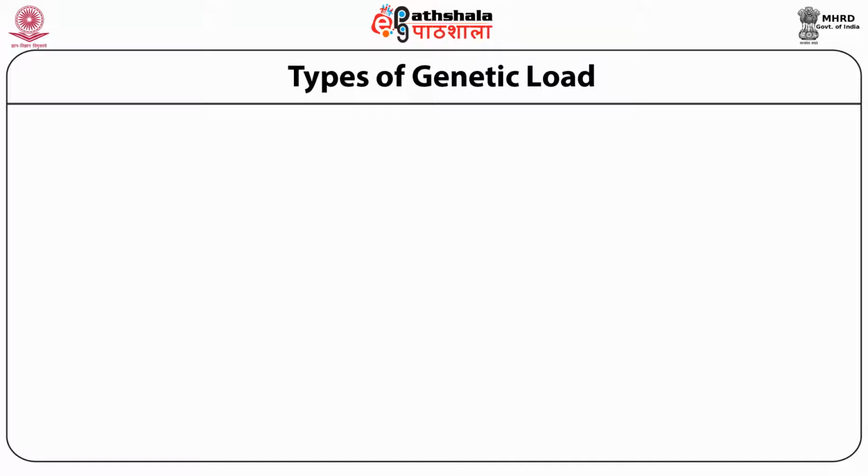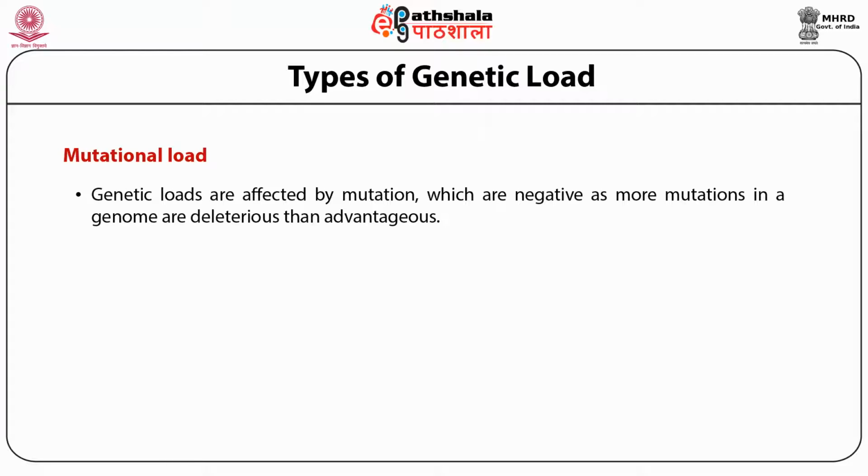Types of genetic load. The first one is mutational load. Genetic loads are affected by mutations which are negative, as more mutations in the genome are deleterious than advantageous. In Crow's terms, mutational load can be defined as the extent to which a population is impaired by recurrent mutation. Mutational load is larger in big populations with positive selection because there are more individuals that can be potential carriers of deleterious genes and can pass them on to the next generation.